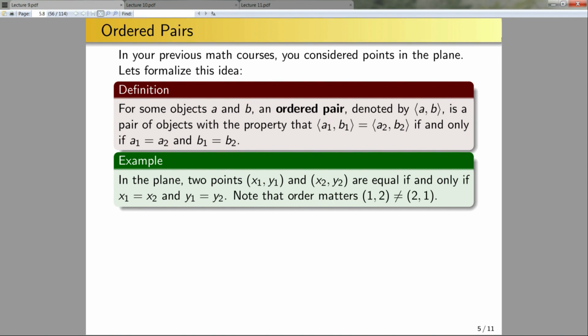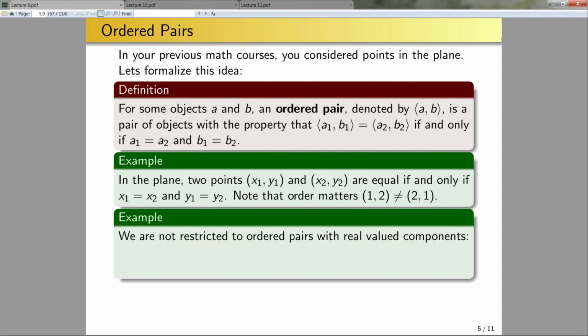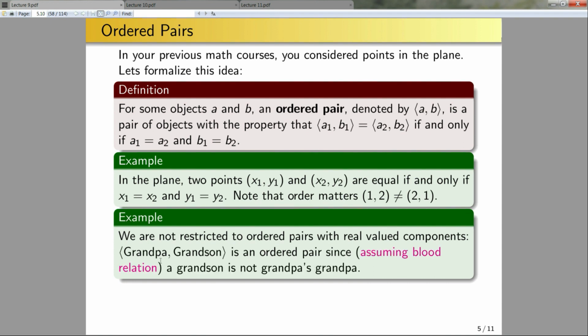Further, note that in this definition of ordered pairs, I said objects. So explicitly, we're not restricted to ordered pairs having real valued components. We could consider an ordered pair like ⟨grandpa, grandson⟩. This would be an ordered pair since a grandson is not a grandpa's grandpa, assuming that the relation grandpa to grandson is by blood. So here I have an explanation for how a grandson can be a grandpa's grandpa.